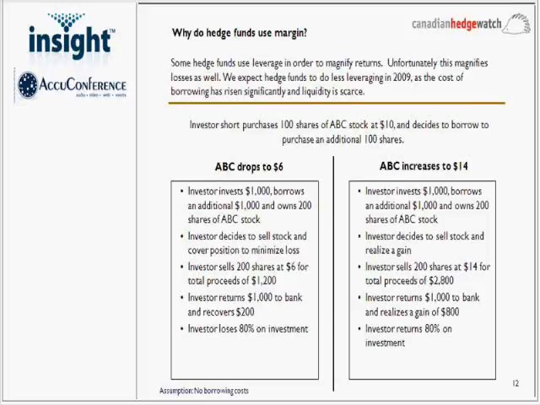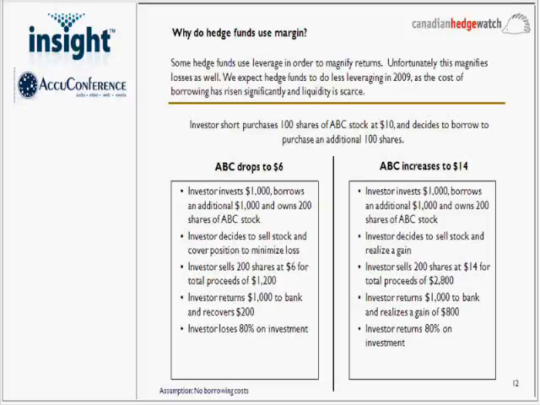If ABC stock had increased to $14, which is a 40% gain, the investor would have recovered $2,800 from the sale, given back $1,000 to the bank, made $800, and returned 80%. This is a simplified example and obviously does not include borrowing costs. There would be borrowing costs associated with a transaction like this, but to simplify, we left those out for now. But as you can see, the attraction of leverage is that it could really grow returns exponentially. And this is why hedge fund managers do deploy this strategy.